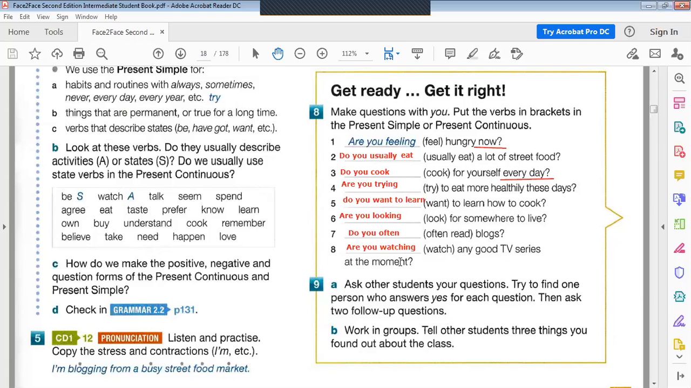Okay. Just one minute. Okay, now. I will ask Najat, yes? Yes, yes. Okay. Do you usually eat a lot of street food? Yes, I do. Okay. How often do you eat outside? Every day, daily.